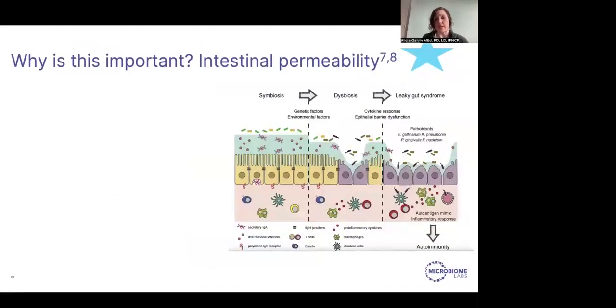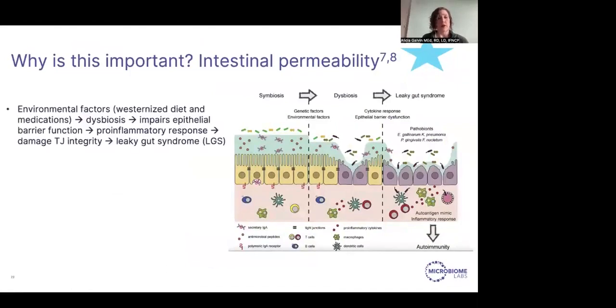So again, why is this important? Well, we know that there are environmental factors. So we have our westernized diet, we have all the emulsifiers, we have chemicals, we have endocrine disrupting chemicals, we have medications, we have all the things that can then lead to dysbiosis. And that dysbiosis is then going to contribute to impairing epithelial barrier function, especially if you have low short-chain fatty acid production, if you have an overgrowth of opportunistic or more pathogenic microbes.